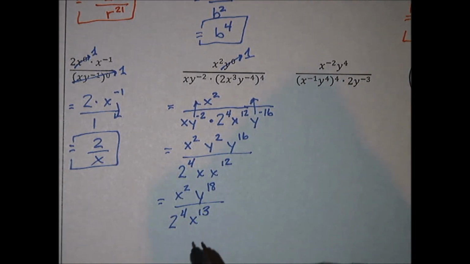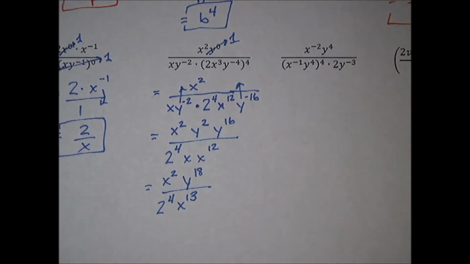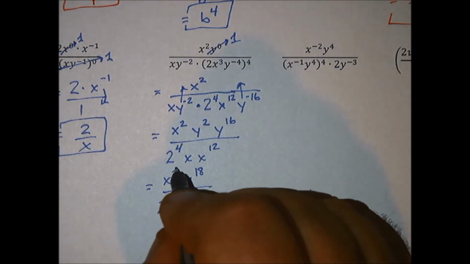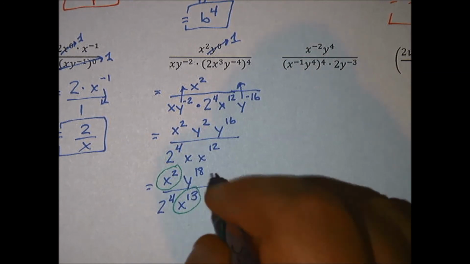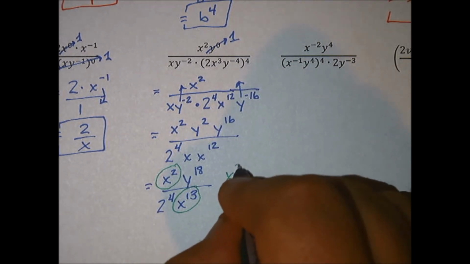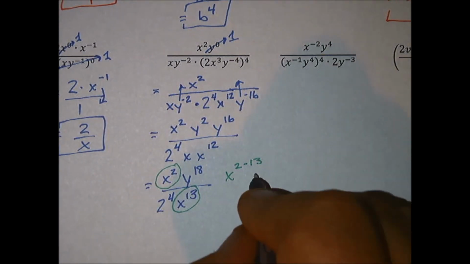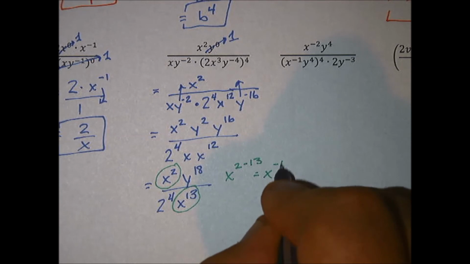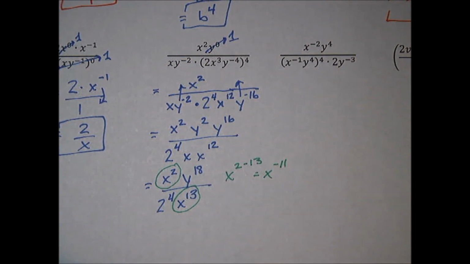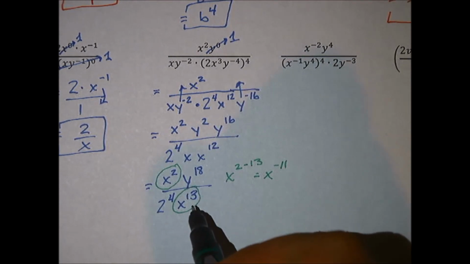Now here's a little trick. I'm going to use a different color for this. I know that with this x and this x, I'm going to be going x squared minus 13. That'll be my power on the x. Well, 2 minus 13 is x to the negative 11th. Now if I put that up top, I then have to move it down below.